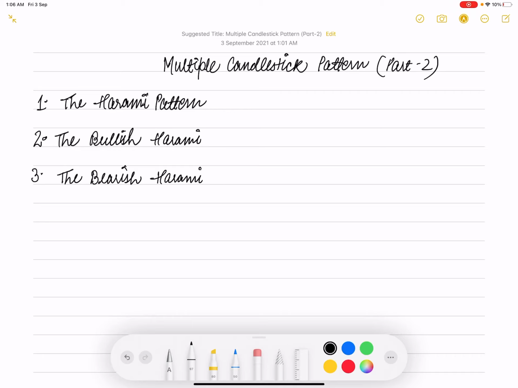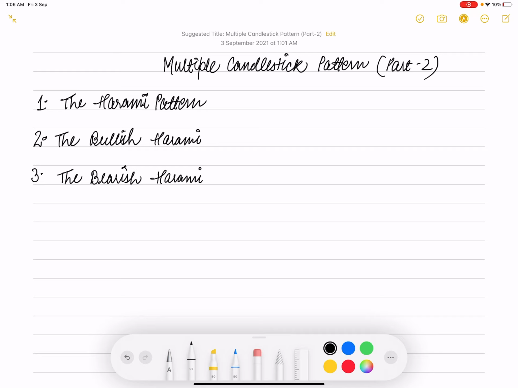In today's video, we'll see multiple candlestick patterns part 2. Part 1 has already been uploaded, so you can probably go and watch that video first. So the topic for today's video is the Harami pattern.